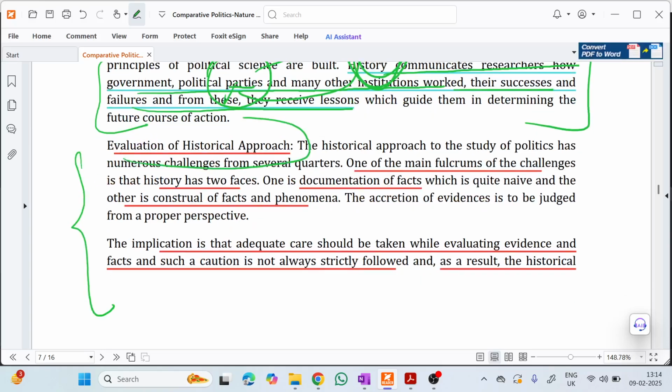Now, the evaluation of the historical approach. One of the main challenges is that history has two phases. The first challenge is the documentation of facts, which is quite naive. We do not believe if the historical facts that have been documented by various historical writers, various courtiers, and some of them even financed by royal families and eminent persons, can be considered at face value. Can they be considered authoritative? So this is the first problem.